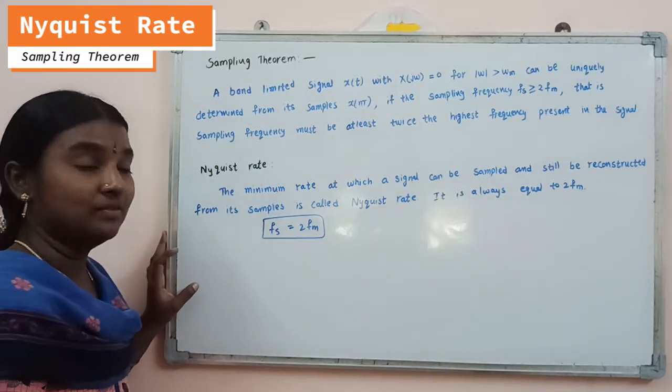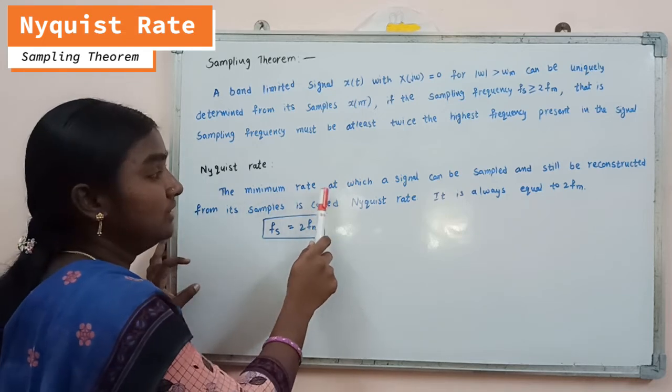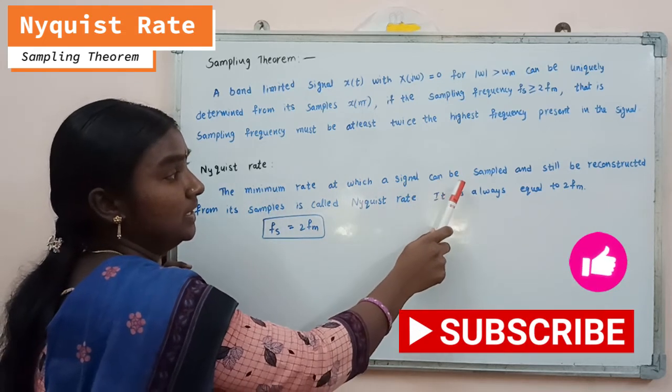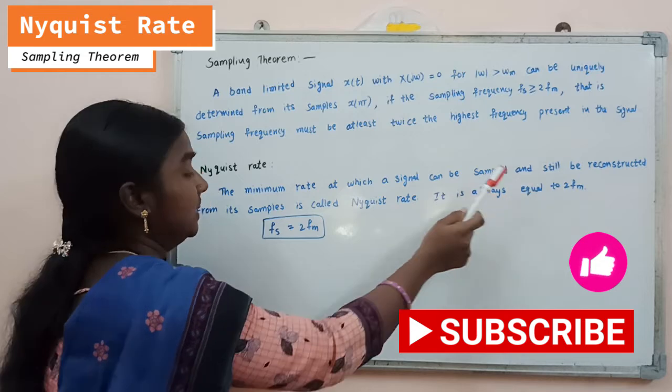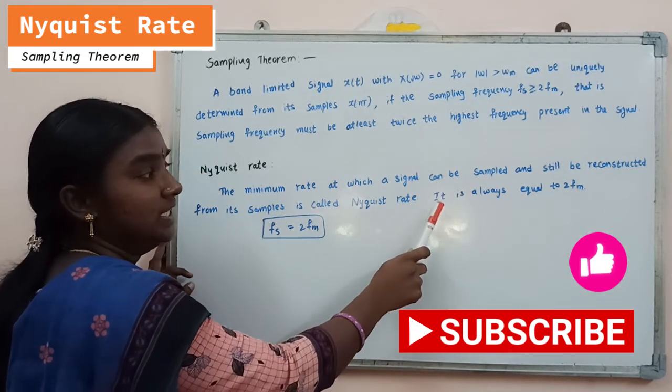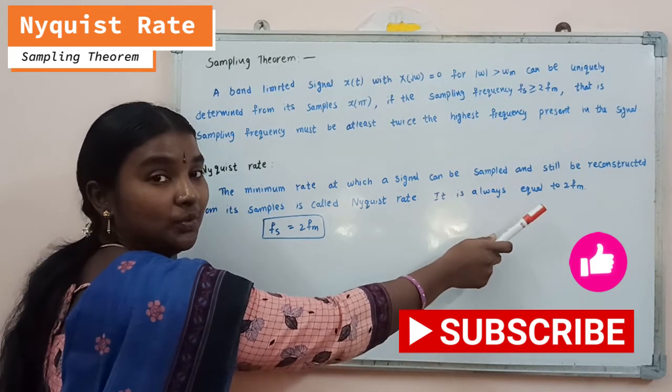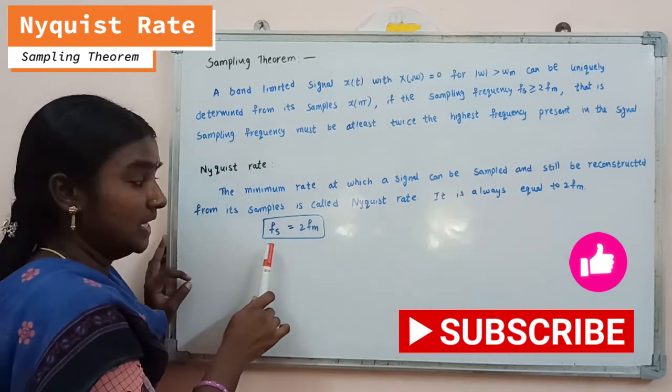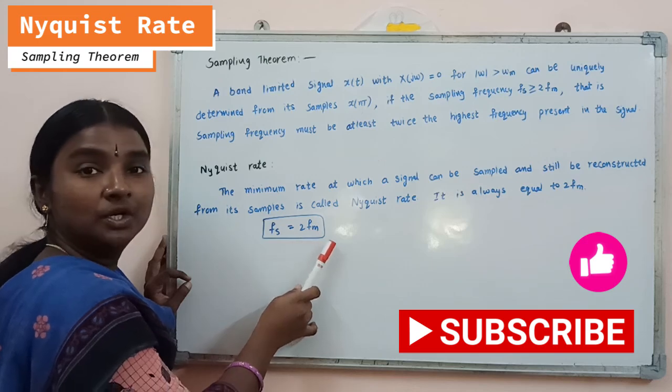Now coming to the Nyquist rate, the minimum rate at which a signal can be sampled and still be reconstructed from its samples is called the Nyquist rate. It is always equal to 2 fm. The Nyquist rate shows that fs will be equal to 2 fm.